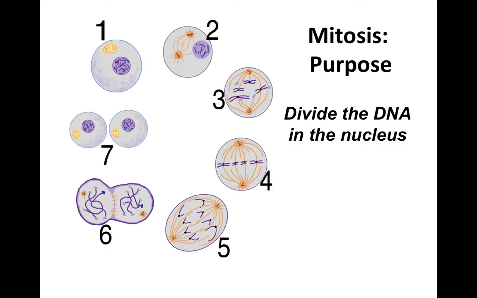Well, this is where we're going to split apart that replicated DNA. We're going to perform surgery on those sister chromatids, that X of a chromosome, and we're going to separate them. So we're going to divide the DNA in the nucleus. That's the whole point. And when we divide that DNA, we're going to end up with 2 new cells. You can see the steps right here, 2 through 6. This is divided up into several stages as well.